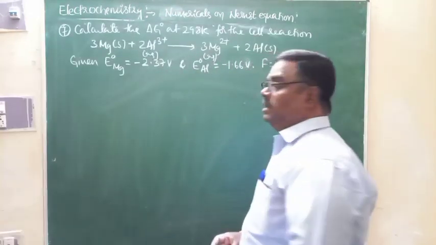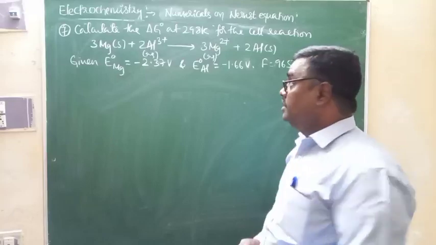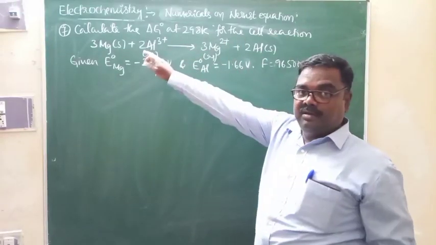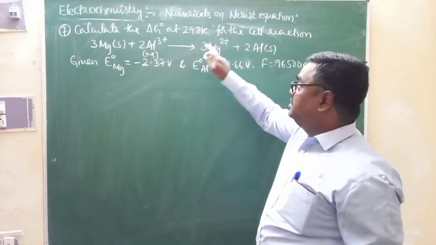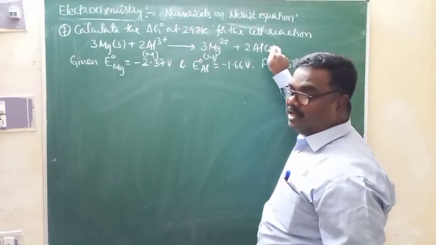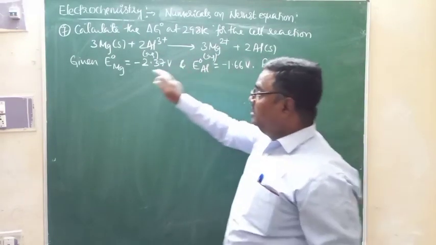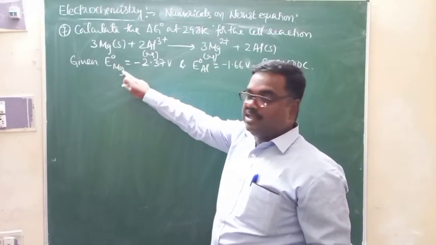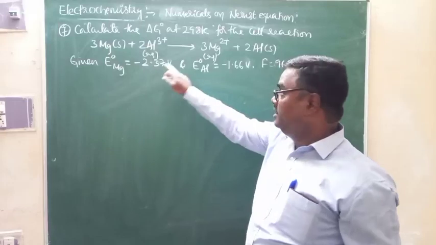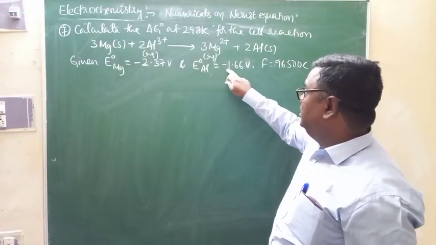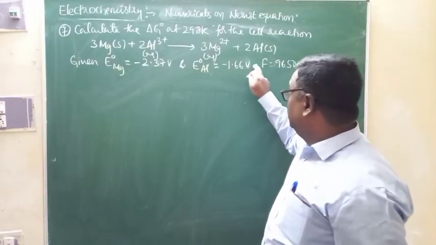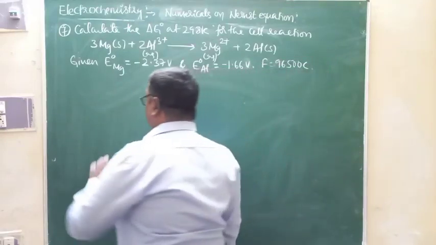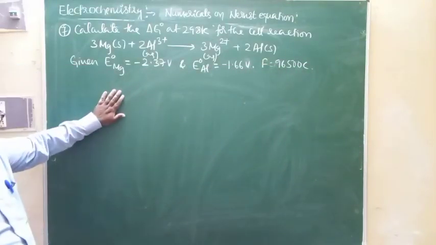Now let us see problem number 7. Calculate the delta G naught at 298 kelvins for this given cell reaction: 3Mg plus 2Al3+ gives 3Mg2+ and 2Al. The given data is the standard electrode potential of magnesium, minus 2.37, the standard electrode potential of aluminum, minus 1.66 volts, and F is 96,500 coulombs. Based on this, you are supposed to calculate delta G naught.